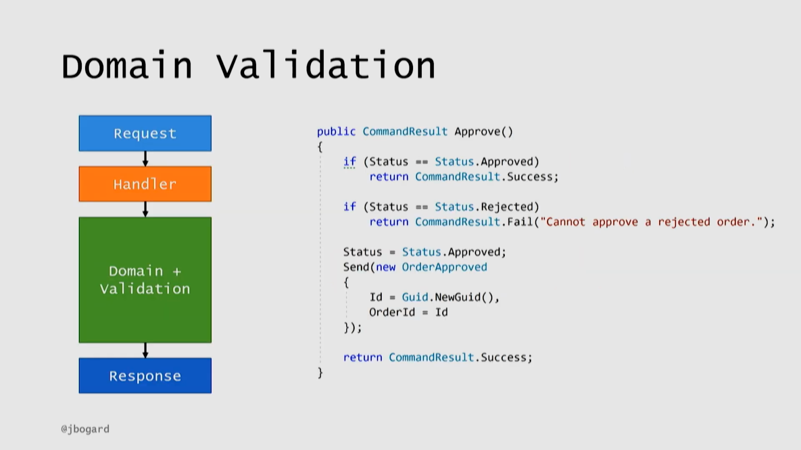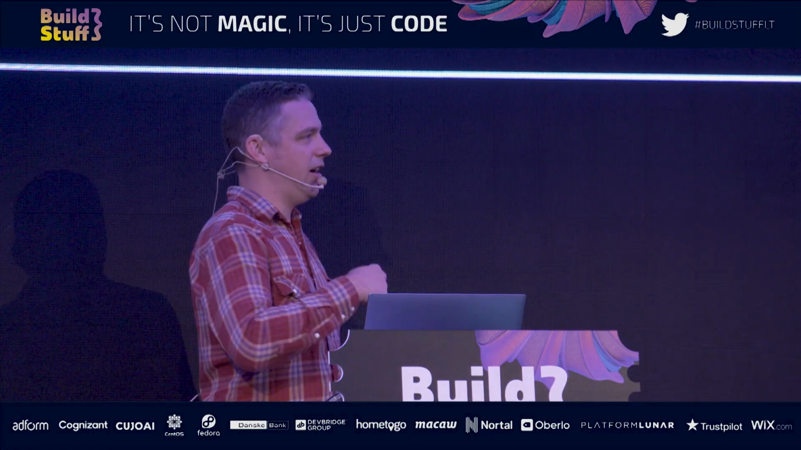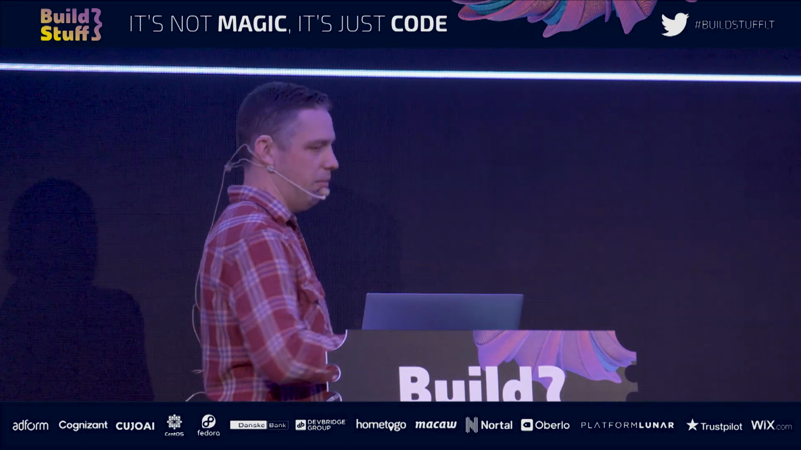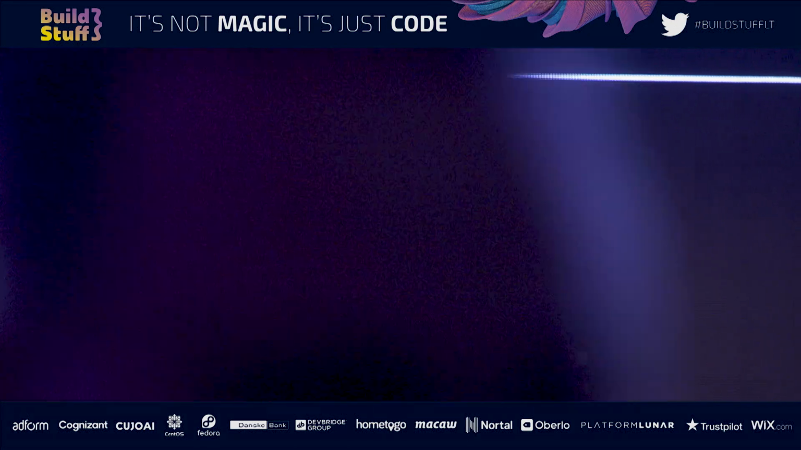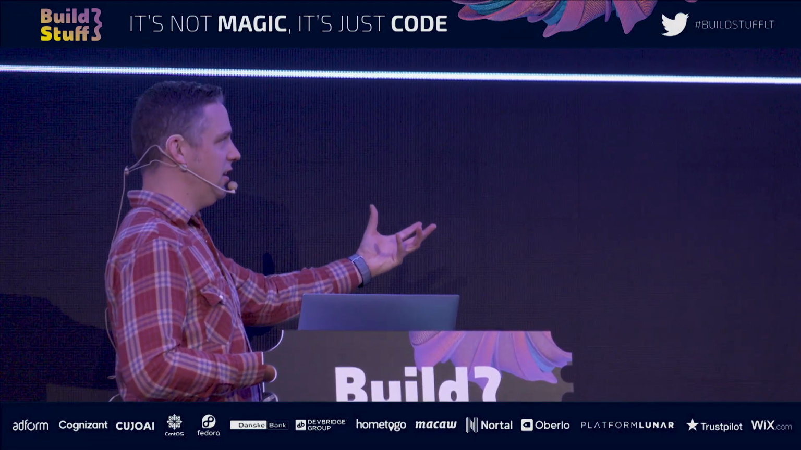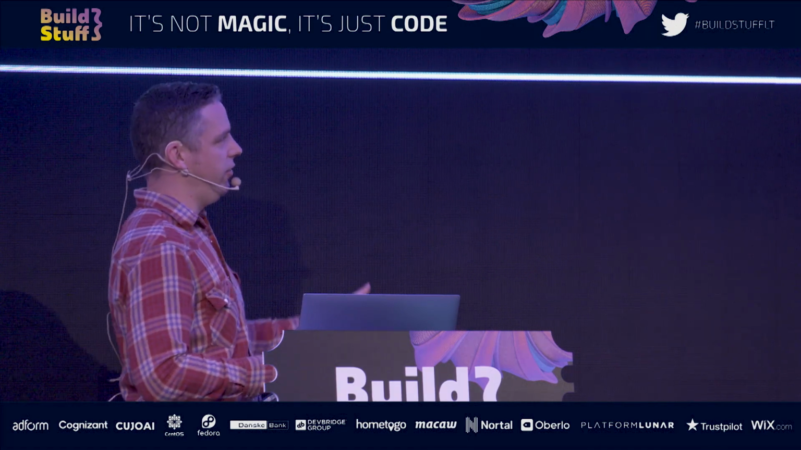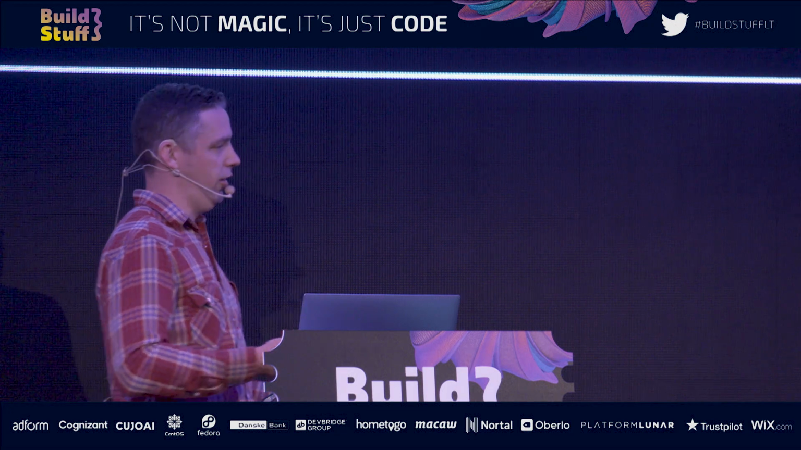My domain validation can be more complicated. In this case, I'm approving an order. So I have to look at the state of the order to say, is it valid to perform this operation? If the status was rejected, if I've already rejected this order, well, I can't approve this order. So in that case, I return a failure result saying you can't do this thing because you cannot approve a rejected order. Now, of course, ideally I just wouldn't show that button to the user, since you can't approve a rejected order. But I have this as the last line of defense to make sure the state of my system is all good.